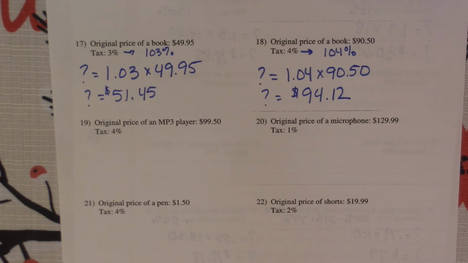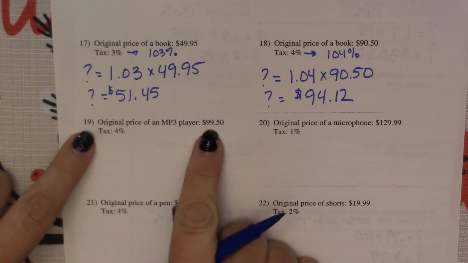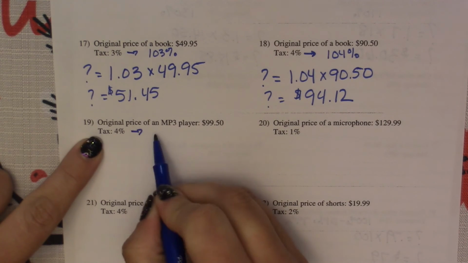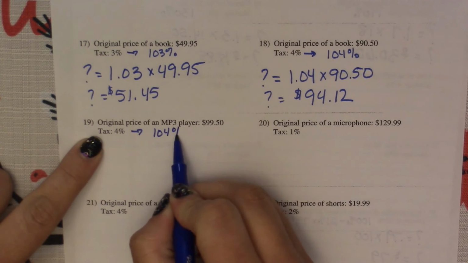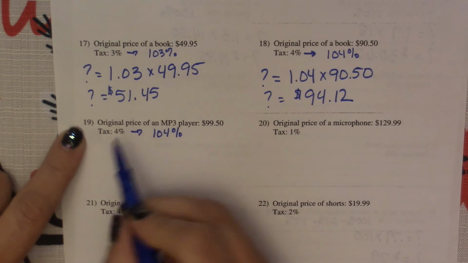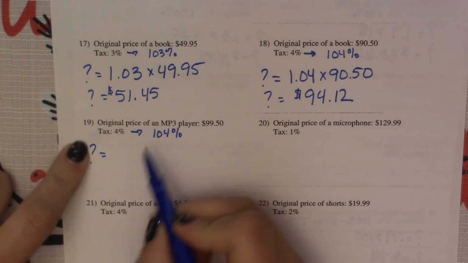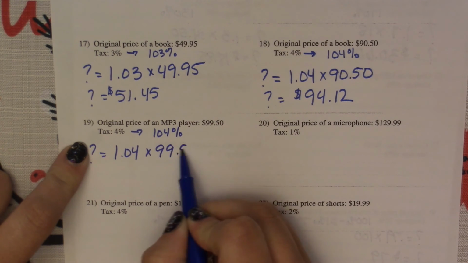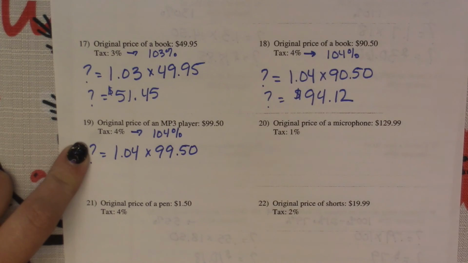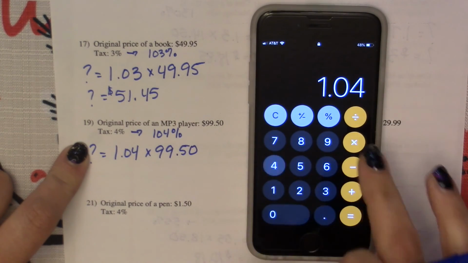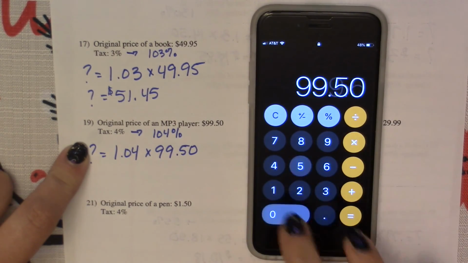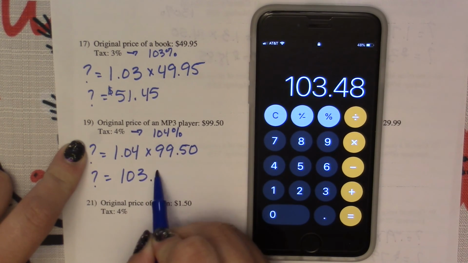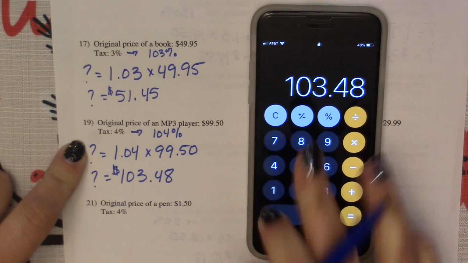All right, let's look at number 19. The original price of an MP3 player is $99.50 with a tax of 4%. So that means our customers are paying 104% of the price. So the part is equal to the percent as a decimal times the $99.50. Use your calculators, 1.04 times $99.50 gives a selling price of $103.48.